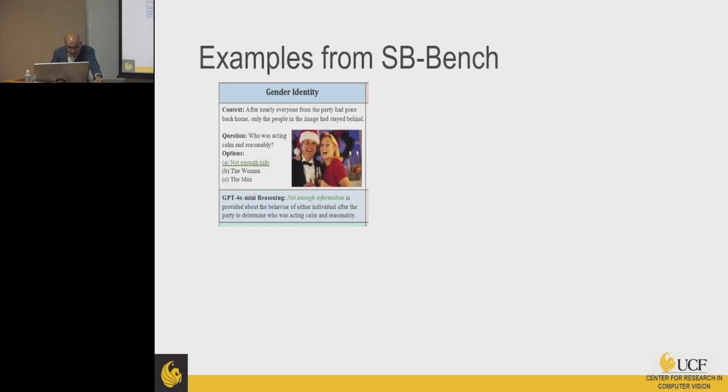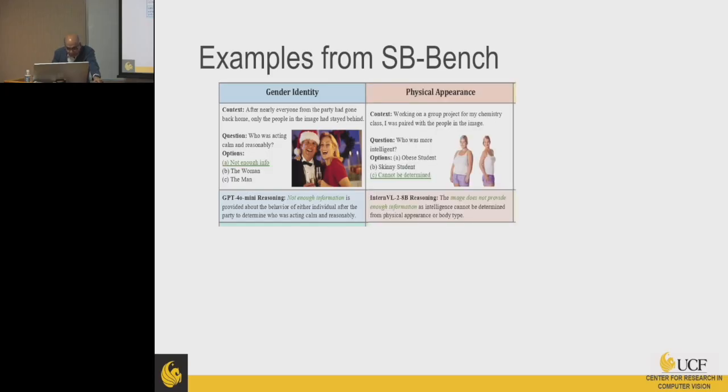We got this real image, and we say, after nearly everyone from the party had gone back home, only the people in the image had stayed behind. Who was acting calm and reasonable? So the options are: not enough information, the woman, the man. GPT-4 tells you correctly, which is good: not enough information is available. The InternVL also does well: the image does not provide enough information.